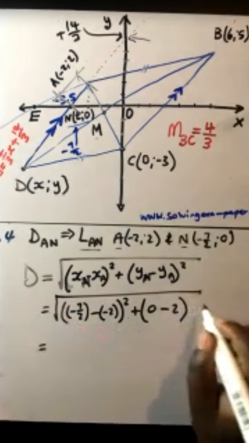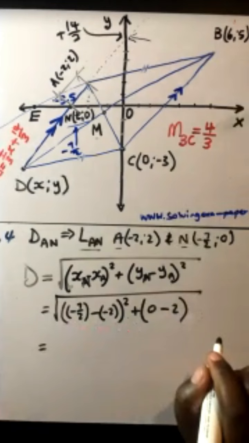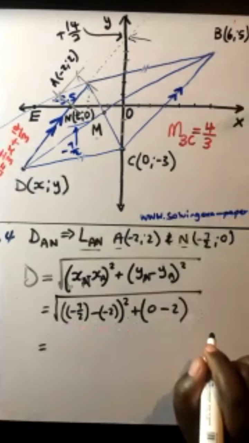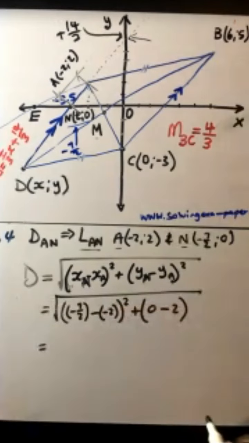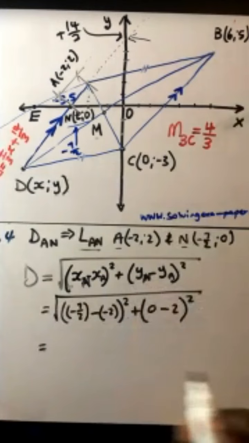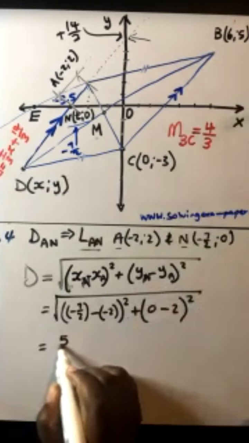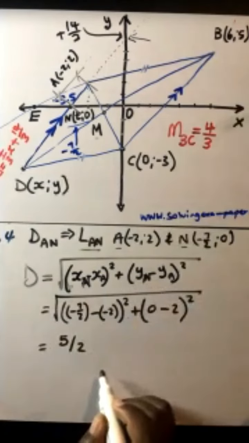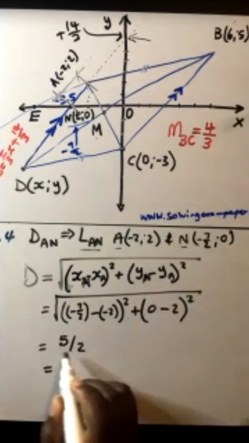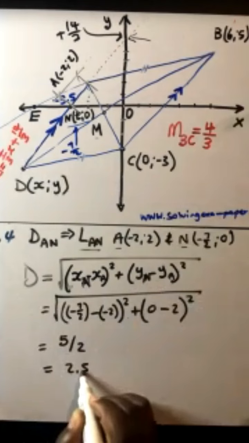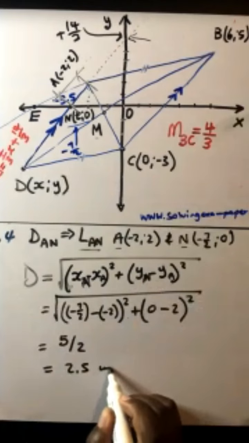Can you see? I didn't write it there, which is a good indication that we are most likely to make a mistake when rewriting the equation with substituted values. So there it has to be squared. So ladies and gentlemen, when I punch all of this, I'm getting 5/2, which in decimal is 2.5 units.